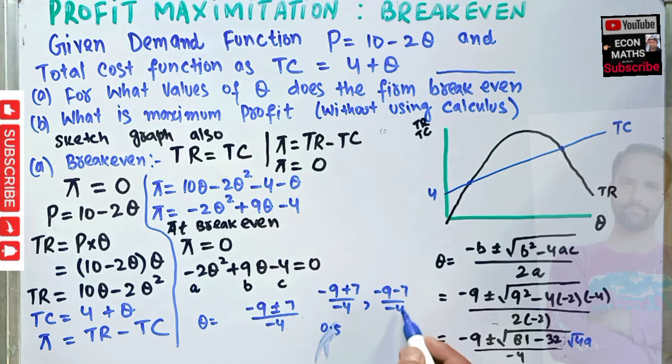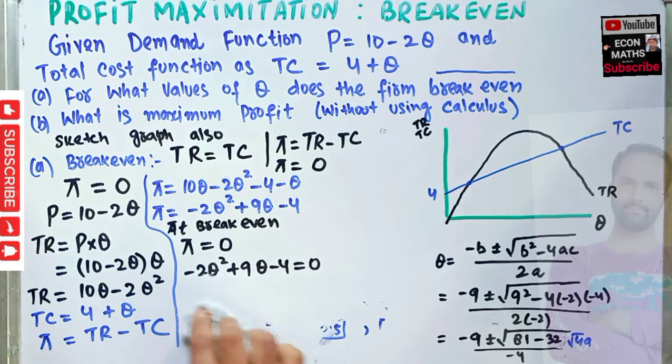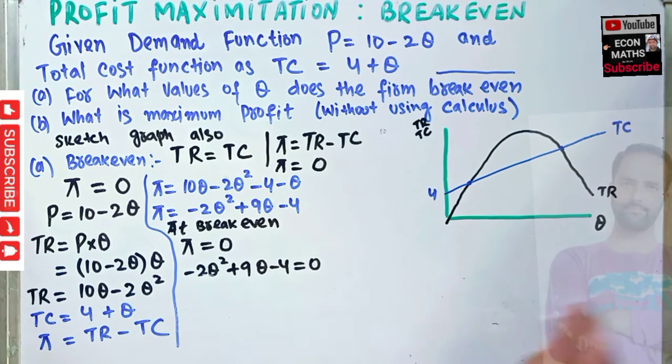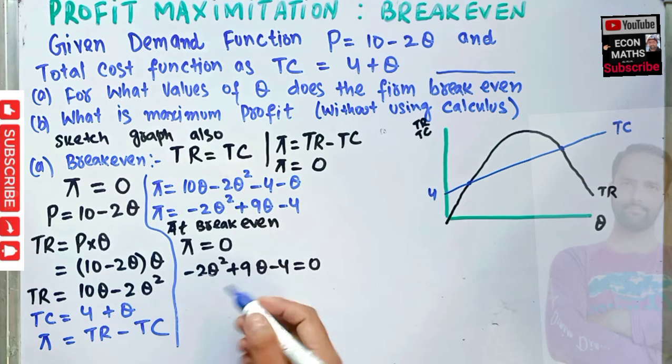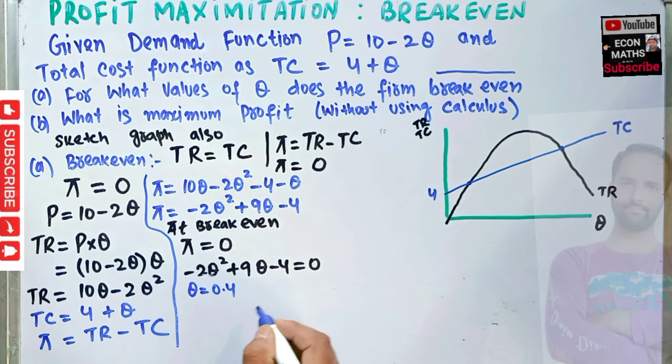Solving the other one, this is minus 16 upon minus 4, which comes out to be 4. That means we got q is equal to 0.5 and q is equal to 4. We got two values for q. That means the firm is breaking even at 2 points, when q is equal to 0.5 and q is equal to 4. Okay, so let me rub this out.